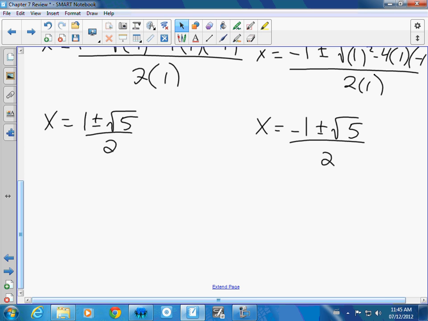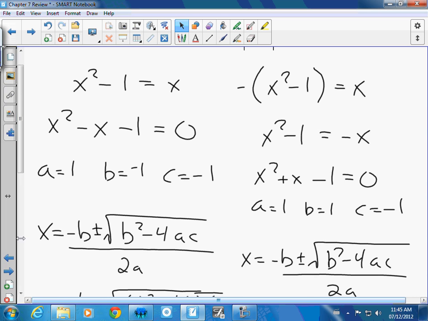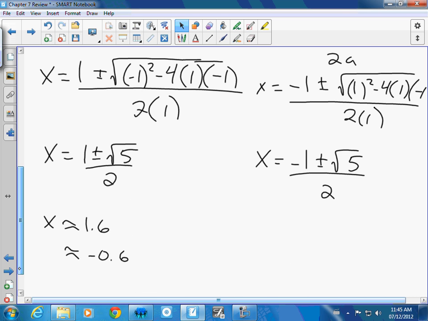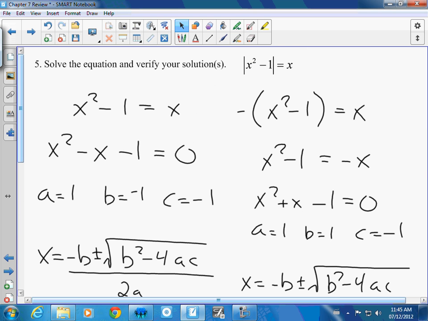It's 1.1? 1.6, okay. So this is approximately 1.6, or, what's the other one? Negative 0.6, or approximately negative 0.6, right? Okay, let's try this then. Let's go back up. So we're trying to get approximately 1.6. So 1 plus root of 5 over 2. So square that. What's 1.6 squared?